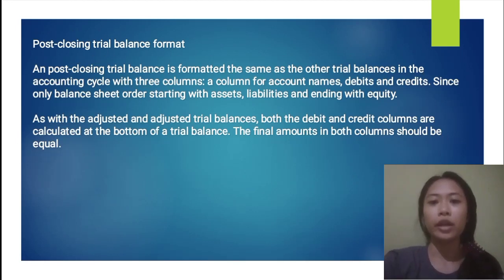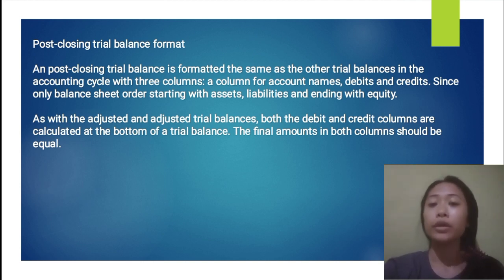A post-closing trial balance is formatted same as the other trial balances in the accounting cycle with 3 columns. A column for account names, debits, and credits. Since only balance sheet accounts are listed in this trial balance, they are presented in balance sheet order starting with assets, liability, and ending with equity. As with the unadjusted and adjusted trial balances, both the debit and credit columns are calculated at the bottom of the trial balance. The final amounts in both columns should be equal.